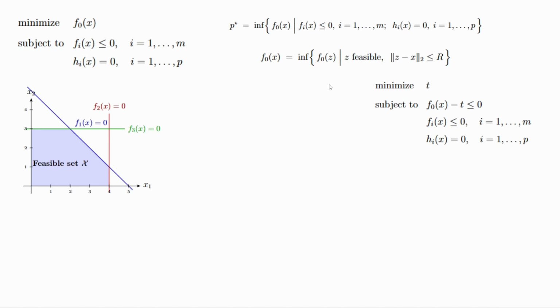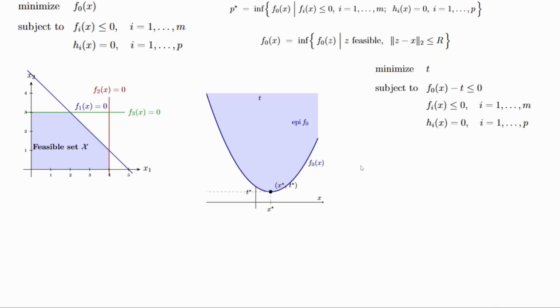I won't go into the proof, but it turns out that the solution x and t on the right-hand side is optimal if and only if x is optimal in the original and t is equal to f0(x). But for now, we can see that the objective of the epigraph form is linear. So the geometric picture of the epigraph form hopefully should provide more intuition.